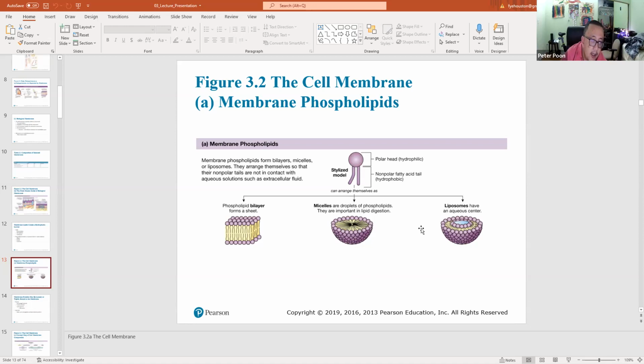These are important in terms of lipid digestion. This is how you carry around oils and stuff. If you have more stuff, then you form this. Or you form a small little bilayer and you have an aqueous center. You form a bigger one and you get something that looks like that, a phospholipid layer that forms a sheet. And basically, your cell membrane is a phospholipid bilayer.